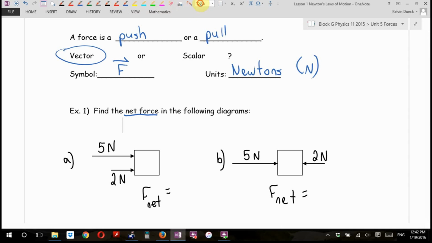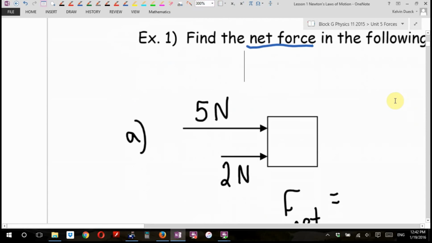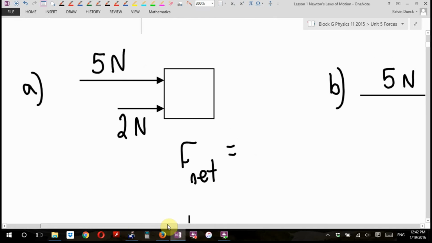So we're going to start off relatively not too bad, and then get yuckier. So here's a picture. I have a force 5 newtons to the right. I have another force 2 newtons to the right. What would you say, based on your understanding of physics, the net force is? Make a guess. Direction. 7 newtons to the right. In other words, 5 plus 2 is 7.